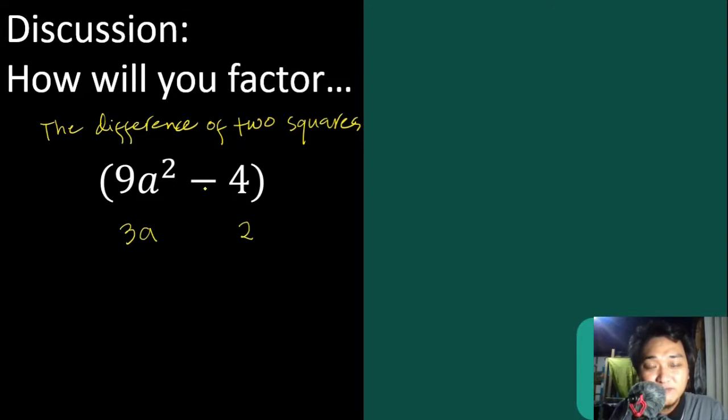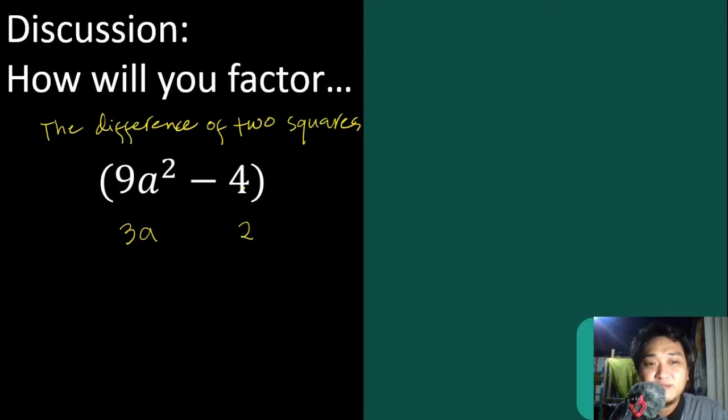Tapos, pag meron kang minus sa gitna, huwag niyong kakalimutan na laging minus sa gitna. Hindi, bawal yung plus. Hindi po pwedeng plus yan. Kailangan minus yan. So, technically, you have a difference of two squares and it is factorable. And the factor will be the product of the sum and difference of two binomials. So, let us try.